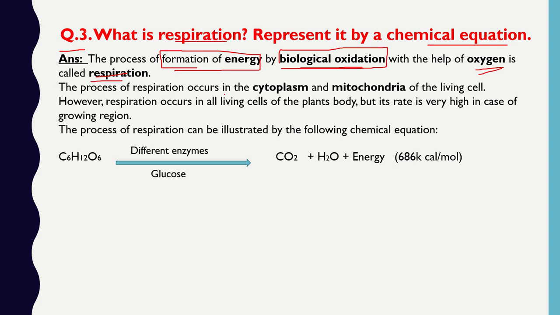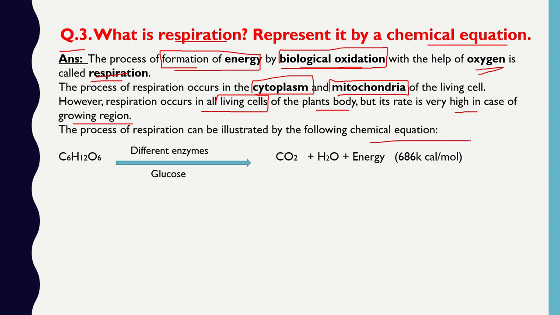So where does the process of respiration occur? It happens in the cytoplasm and mitochondria of the living cells. However, respiration occurs in all living cells of the plant's body, but its rate is very high in the growing region. In other regions it will be different. The process of respiration can be illustrated.